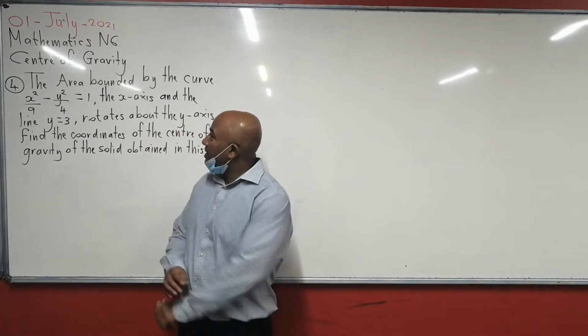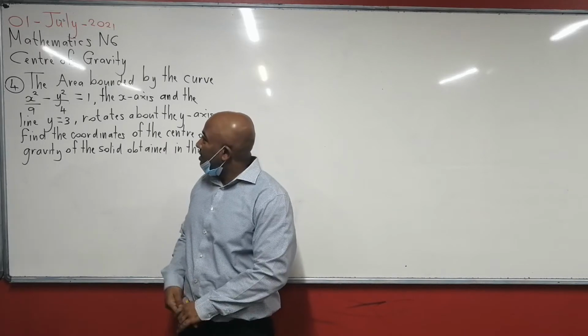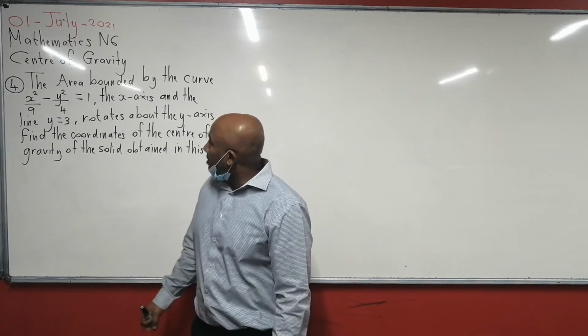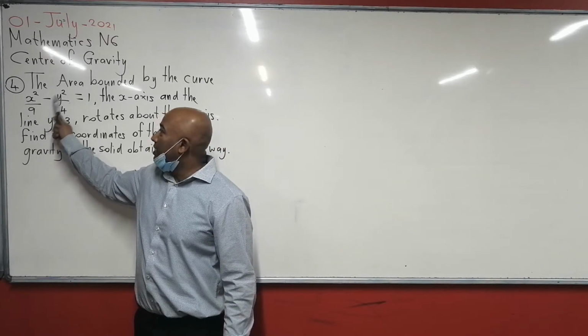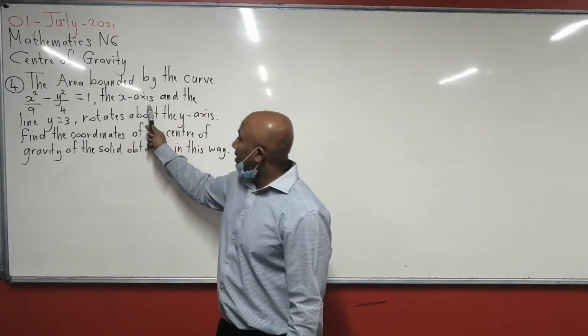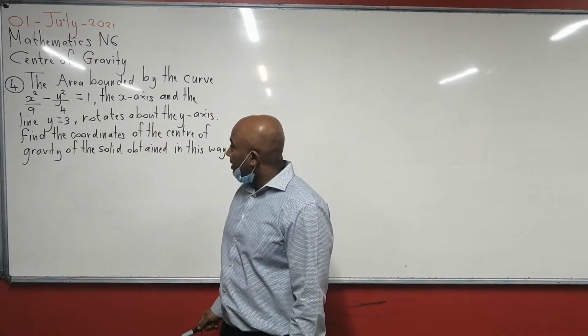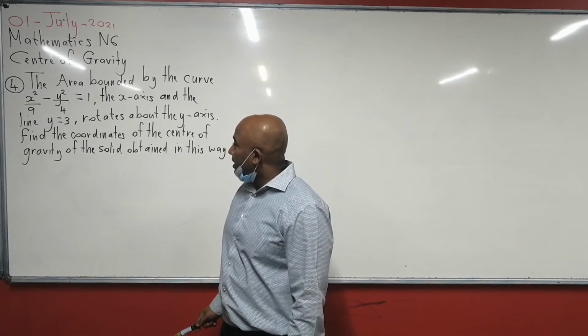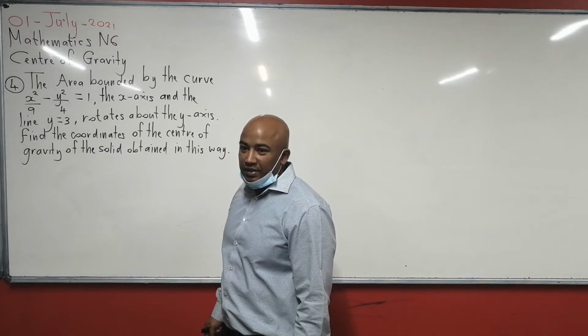Center of gravity question. This is number 4 on the exercise. The area bounded by the curve x squared over 9 minus y squared over 4 is equal to 1, the x-axis and the line y is equal to 3 rotates about the y-axis. Find the coordinates of the center of gravity of the solid obtained in this way.